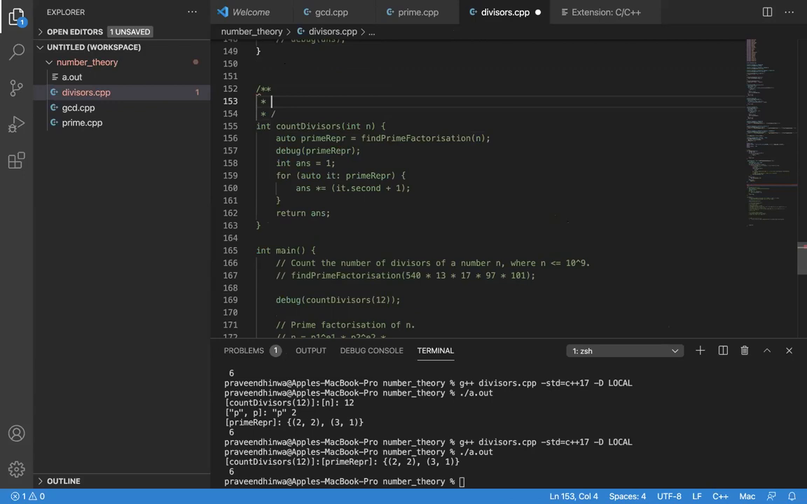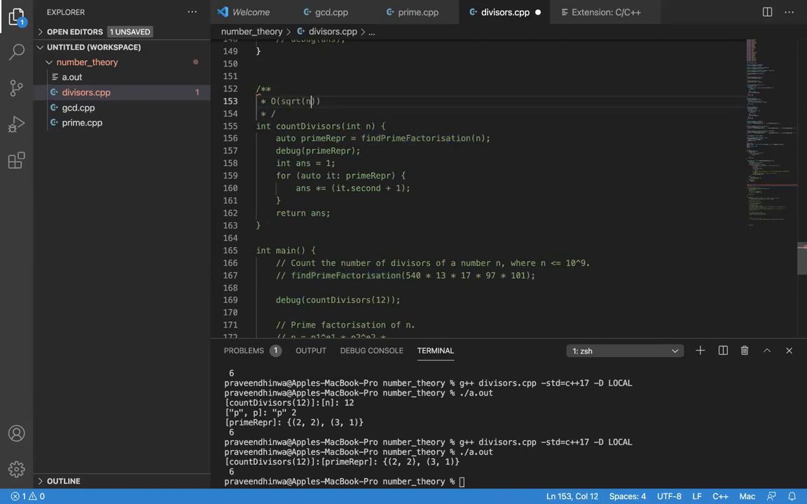What will be the time complexity of this function? Can anyone tell what will be the time complexity of this function? What will be the time complexity of finding the prime factorization of n? Order of square root of n.